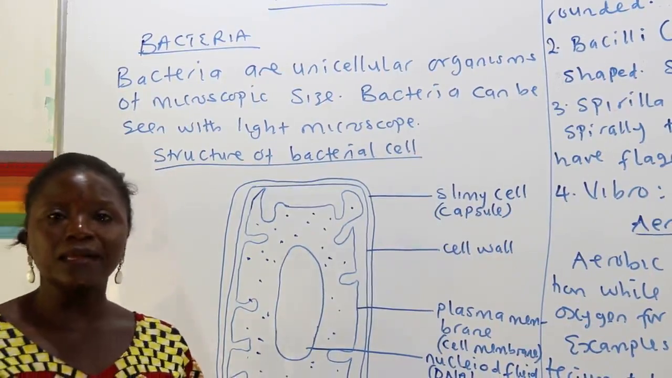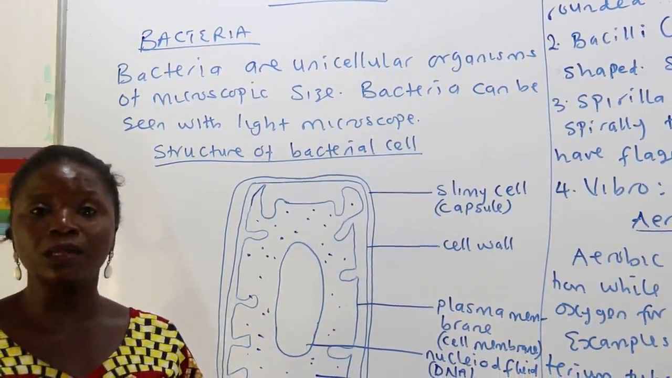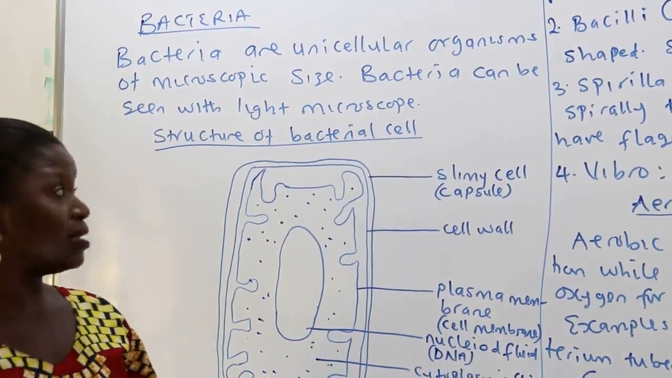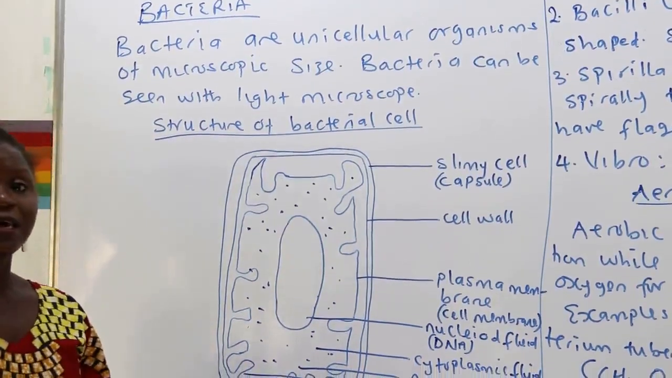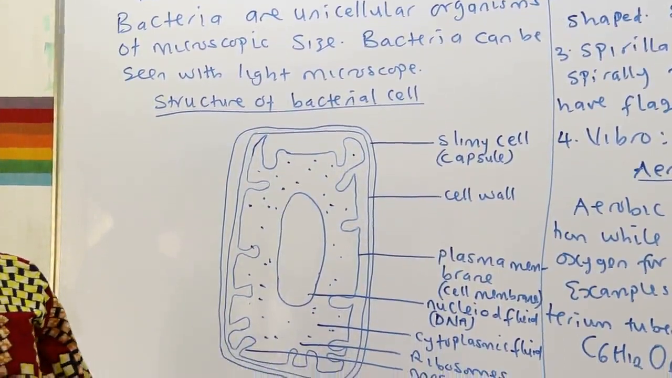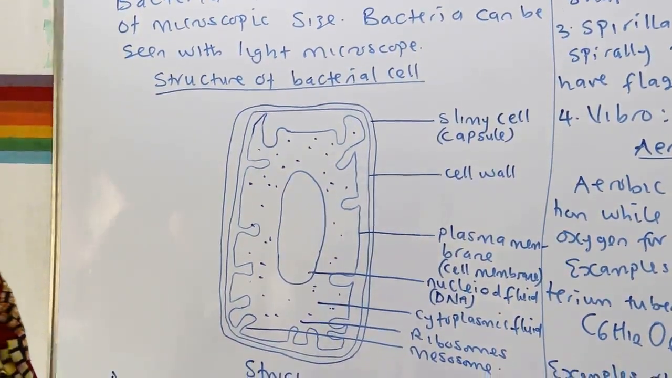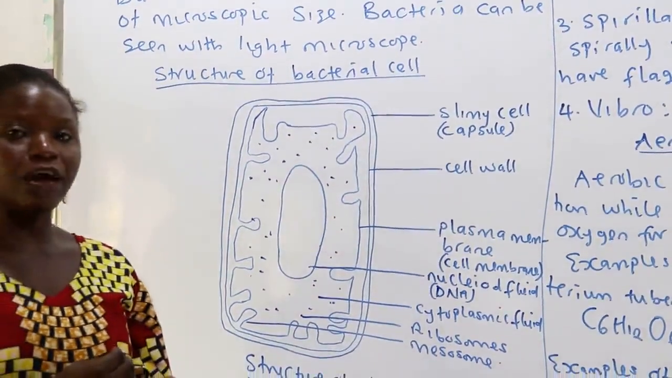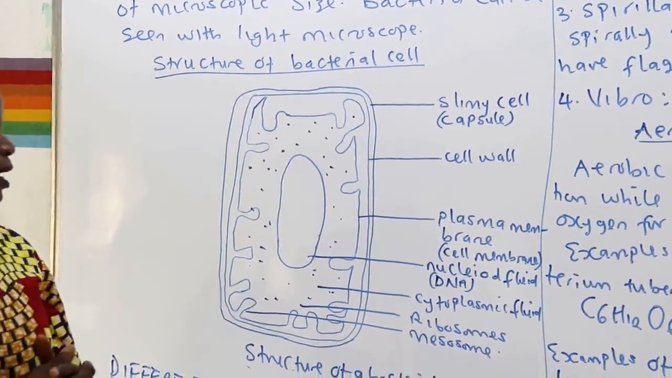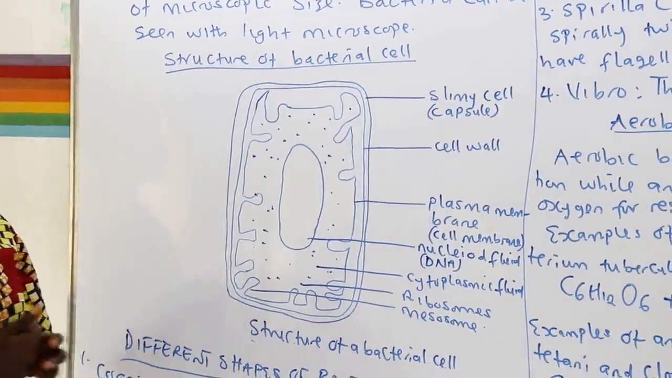The unicellular organisms are organisms that have a single cell, and with that single cell they're able to carry out all their life processes. Bacteria fall under that group. Bacteria is a form of microorganism that has a single cell and cannot be seen with the naked eye. Unlike the viruses, bacteria can be viewed with a light microscope. They are a bit larger in size compared to the viruses. And on the board here we have the structure of the bacterial cell.